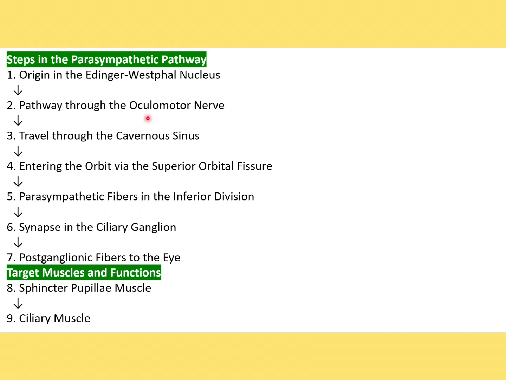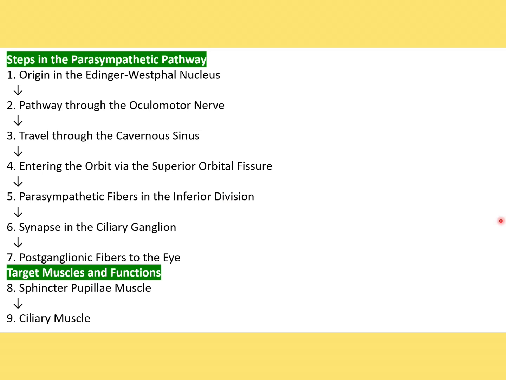It also starts from the midbrain, the Edinger-Westphal nucleus, where the special nerve fibers originate. Then these nerve fibers travel with the oculomotor nerve, which also controls eye movement. Then, passing through the cavernous sinus, the cavity located behind the eye, the nerve makes its way towards the orbit. It enters the orbit through a small opening called the superior orbital fissure.